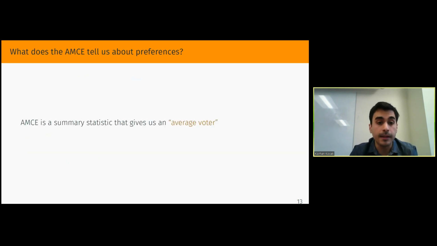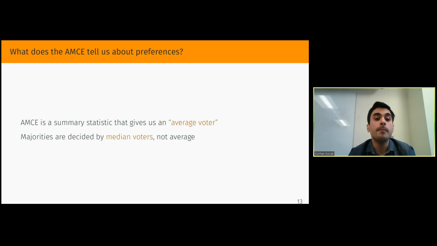So the question then is, what does the AMCE tell us about preferences, if not the majority preference? What the AMCE does is to give us a literally average voter, or a voter with average preferences. But what we want to argue is that majorities are decided by median voters, not average voters. When we calculate the NOMINATE scores, we look at the median NOMINATE score and not the average NOMINATE score, because we know that averages are sensitive to outliers, whereas medians are not.